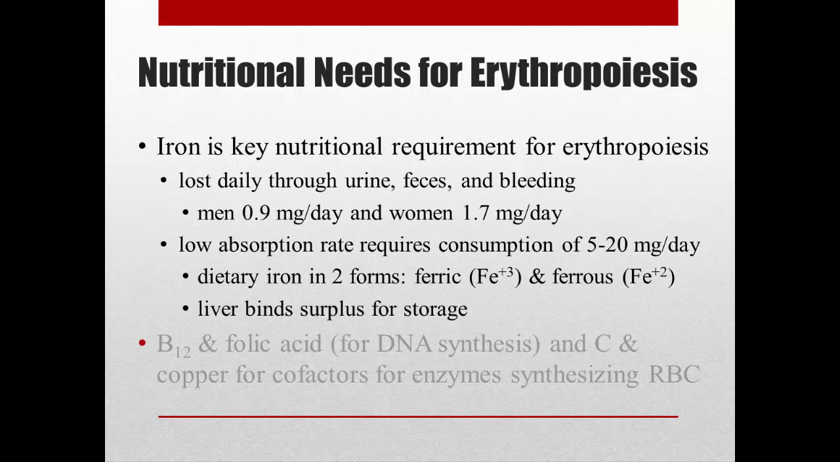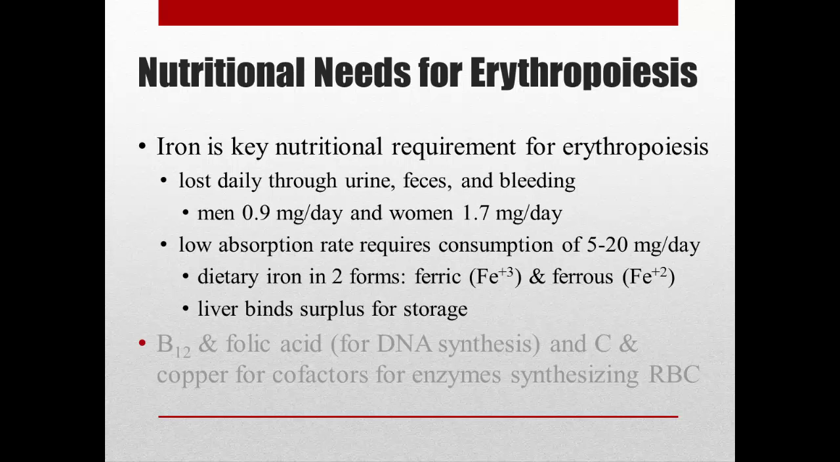Now, nutritional needs for erythropoiesis: of course, iron is probably the key component to making hemoglobin. We lose iron daily in our feces, in the urine, and through bleeding. Men have a smaller loss than women do because women are menstruating, so they lose more iron on average per day. Iron, though, is not very well absorbed through the digestive tract, so we have to consume about 5 times as much iron as what we actually lose, since we're not going to absorb all the iron we eat. Iron comes in 2 forms, either ferric or ferrous, and we'll just convert one to the other in the stomach, so it's no big deal which one you get it from. And then, of course, the liver can store excess iron and use it for later.